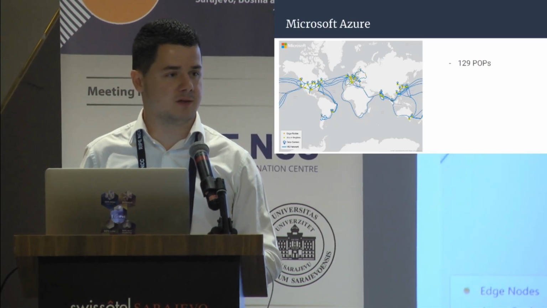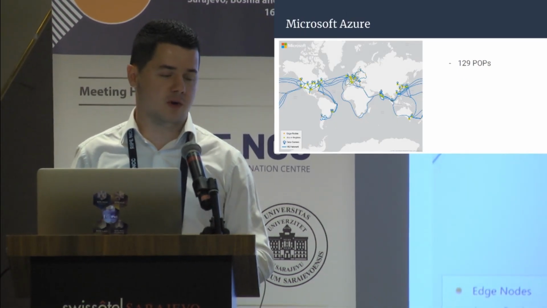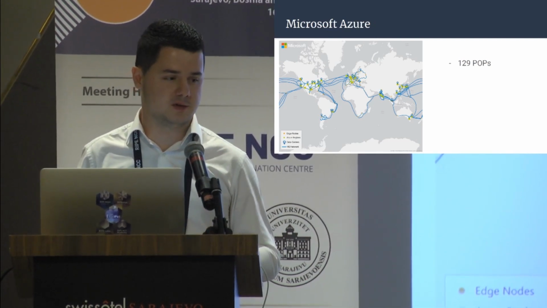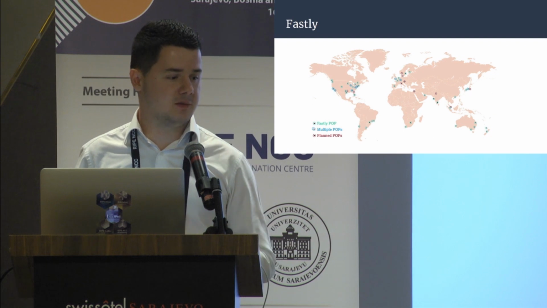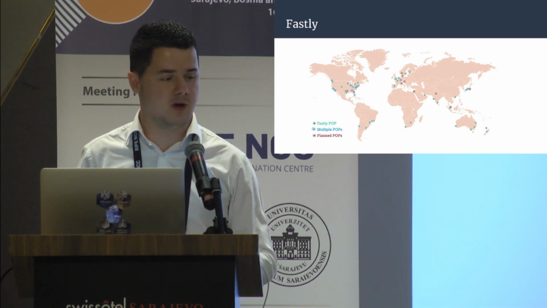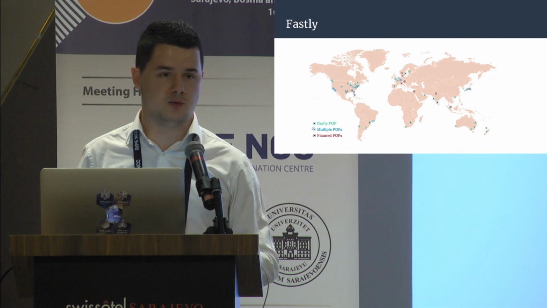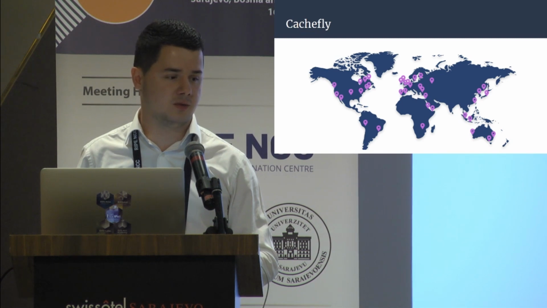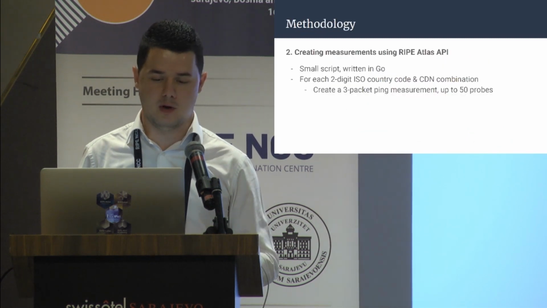Microsoft Azure has 130 POPs and a very big network, and you will see later that they have different network tiers. Fastly is also a really popular CDN for different projects of big scale, available in a lot of cities, and planning to expand more and more. Cachefly as well used to be a US-centric CDN, but then they grew to be a global player.